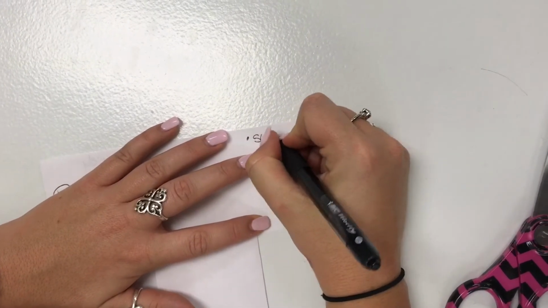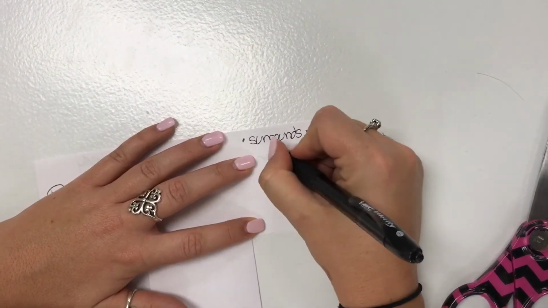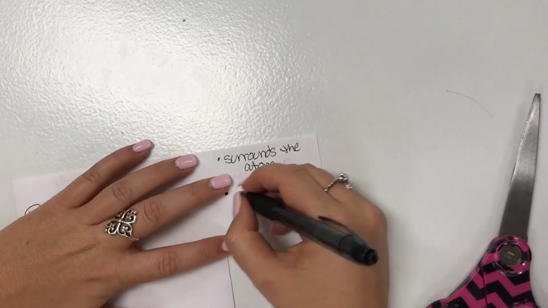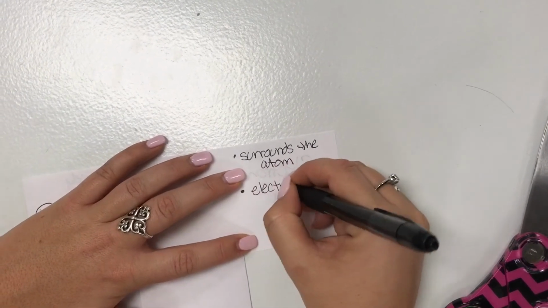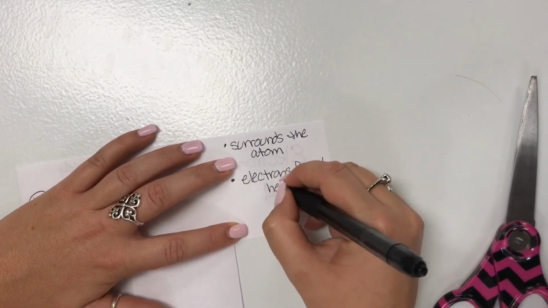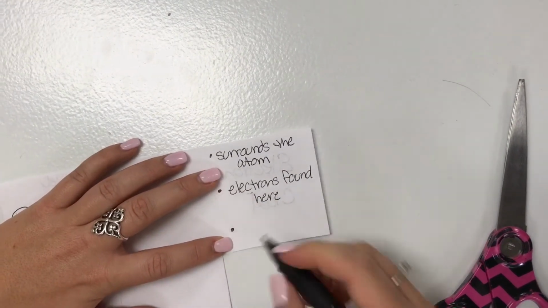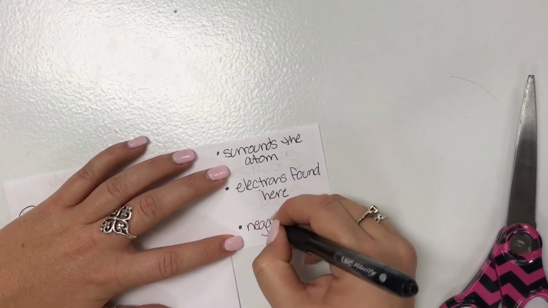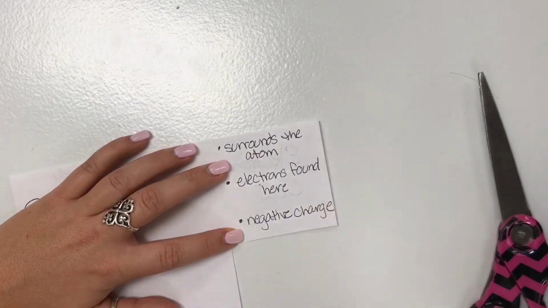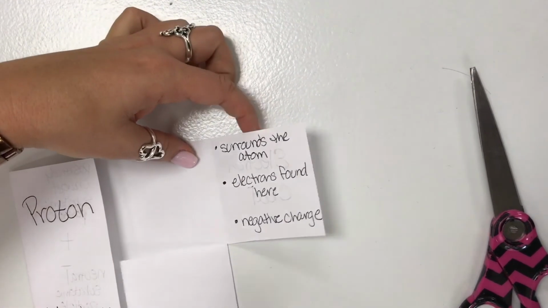Number 1 is the electron cloud surrounds the atom. So this is the outermost piece. The electrons are found here. That's why we call it the electron cloud. The electron cloud, since the electrons live here, has a negative charge. So it surrounds the atom, the electrons are found here, it has a negative charge.